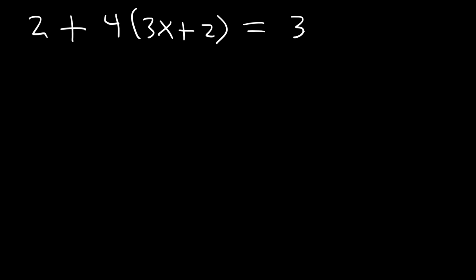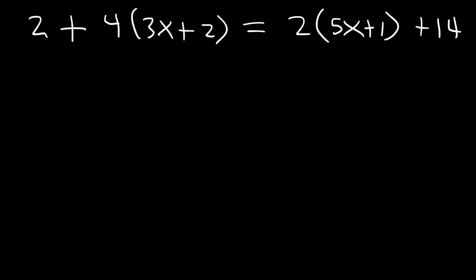Now sometimes you may have parentheses on both sides of the equation. So let's try an example that illustrates that. So let's say we have 2 plus 4 times 3x plus 2. And let's say that's equal to 3 minus 4 times, well, let's change that. Let's say it's 2 times 5x plus 1 plus 14. So using what you know, go ahead and solve this particular equation. Find the value of x.